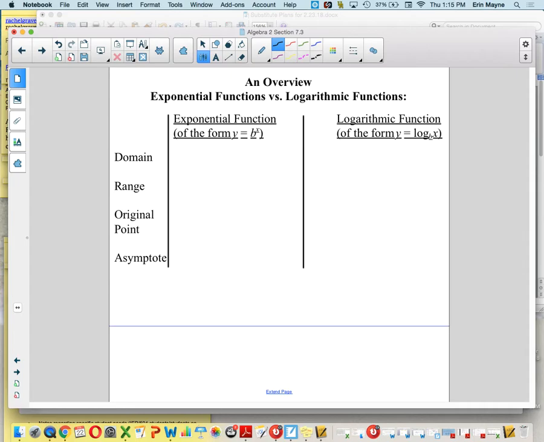So, for example, what I want you to really know is the domain of all exponentials is? Negative infinity to infinity. Yeah, all reals. Now, don't miss this. Literally, by saying this, what have you just also stated? Very good. The range of a logarithm.